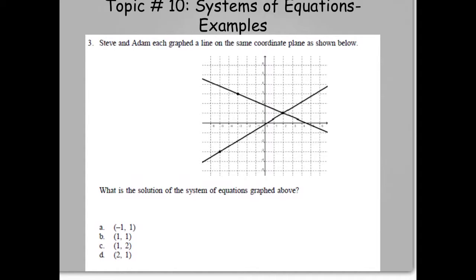I hope so. Again, when you have a system of equations like this, we look for where the lines intersect, and it looks to me like they intersect right there. That point is located at 2, 1. So the solution is D, 2, 1. Hope you got that one right. Okay, let's move on to the next.